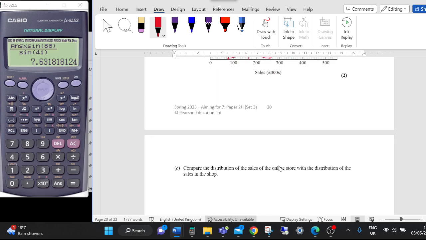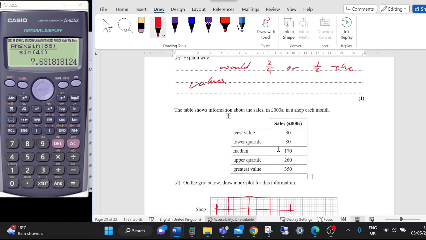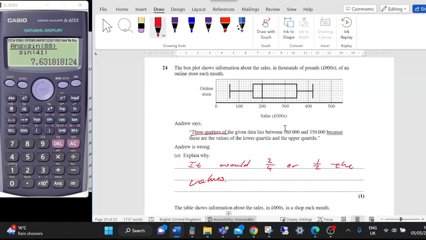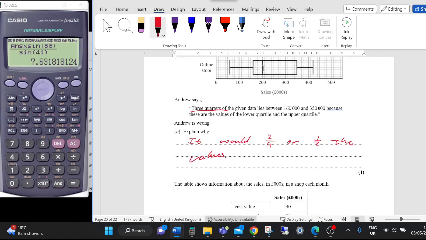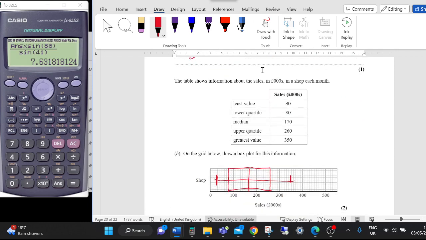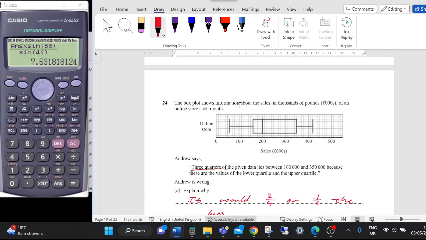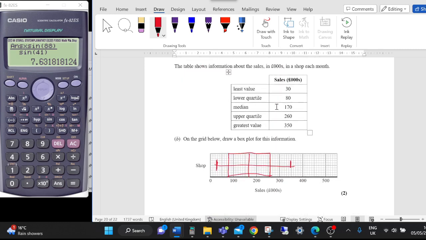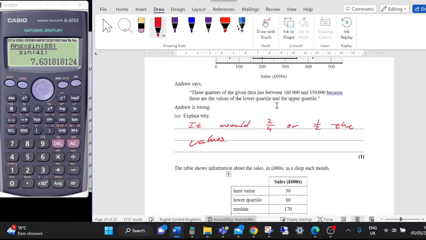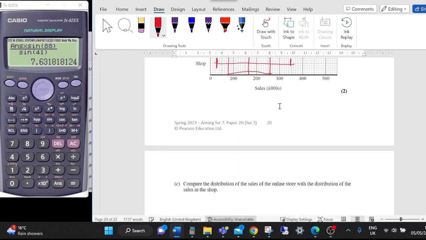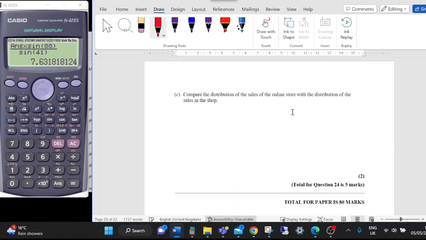and then we have to make a comparison. Compare the distribution. Whenever you are asked to compare distributions between two sets of data, in theory, you compare the median and the interquartile range. So let me just clear up what we've got. That's the online store, and then this is in a shop. So the online store has a greater median. So that would be my statement 1. Online store has a higher median.